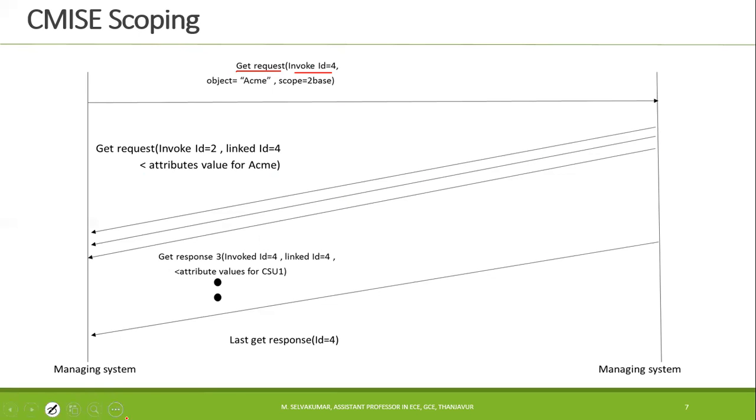The response comes. This is the manager system and this is the managing system. The invoke ID is get. So this is the managing system and this is the managed system.